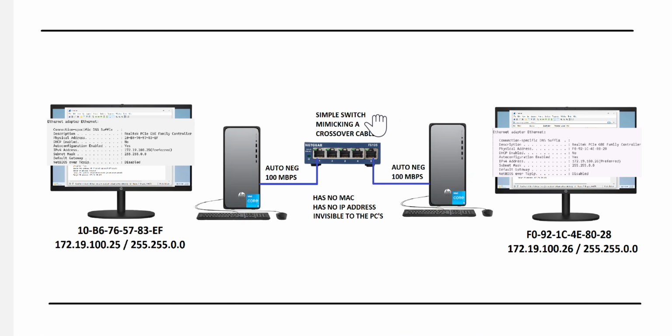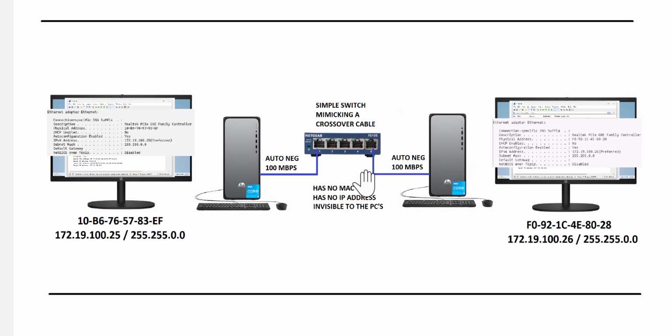When we go to the simple switch, it's the same thing. No intelligence whatsoever, talking back and forth using the device. But they're limited to just a 100 meg connection, because this particular brand Netgear switch, that's as fast as it can go. So they're limited to 100 meg connections on each side. But once again, the switch has no MAC address, no IP address, and it's essentially invisible to the PCs. They can't see it's there. As far as they know, it's a 100 megabit crossover cable.